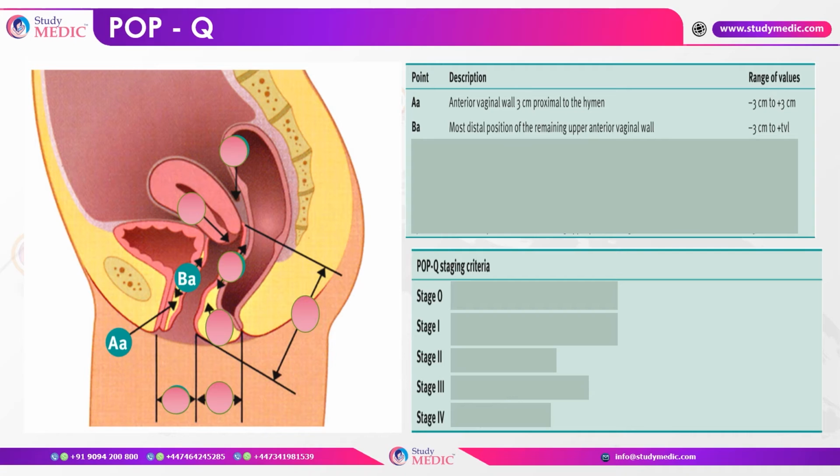Next is point C. This is the most distal edge of the cervix, or if the woman has undergone a hysterectomy, it could be the vaginal cuff scar.